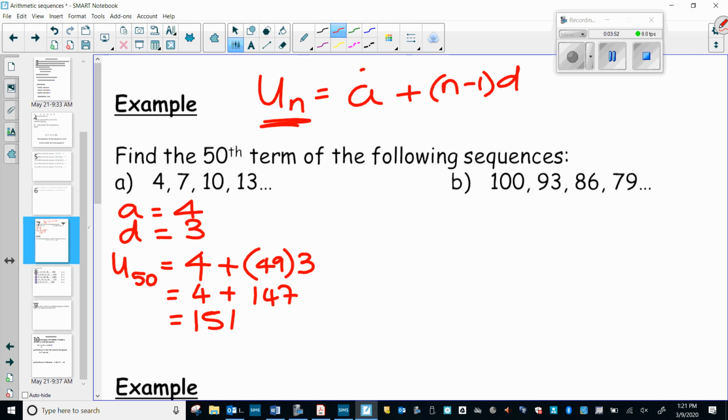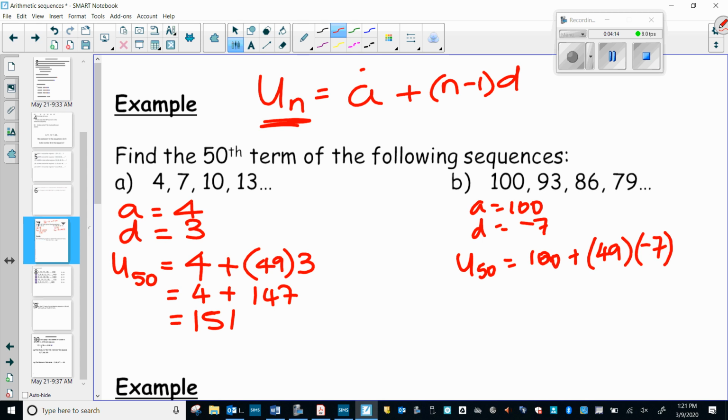This one, A is what? D is -7, good. Okay, stick it into that formula. So we want U50 equals 100 plus, again, it's 49 because we did that in our head. Now this is multiplied by -7.